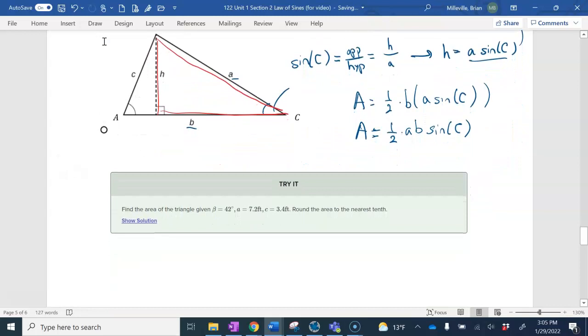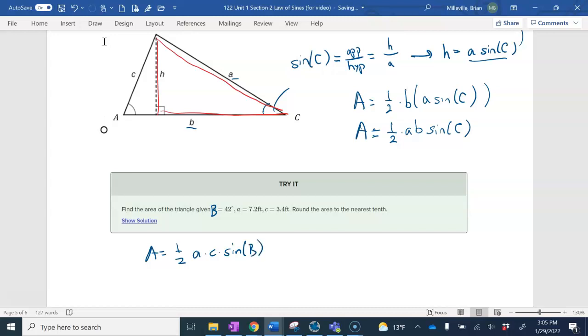Again, pretty straightforward application. In this one we're given the angle, and they're referring to it as beta. In the textbook they use beta. I'm going to call that B. We know sides little a and little c, so we're just going to compute the area straight away using this formula. 1/2 times side length A times C times the sine of the angle in between.